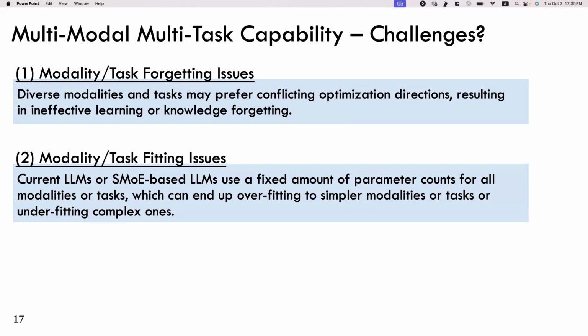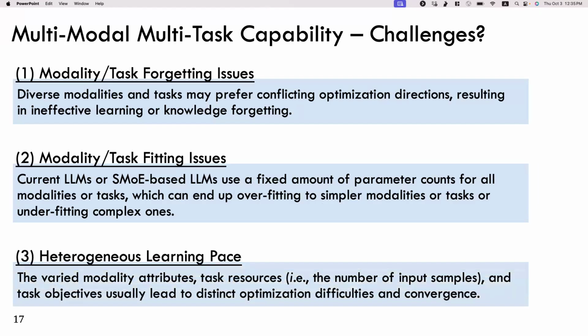Basically, for complex tasks or complicated modalities, you need a huge model. For simple tasks or simple modalities, you need a small model. However, for the multimodal method, you have a fixed size. So it can underfit for complicated tasks or overfit to the simple tasks. We need dynamic structures that can be adjusted for different scenarios.